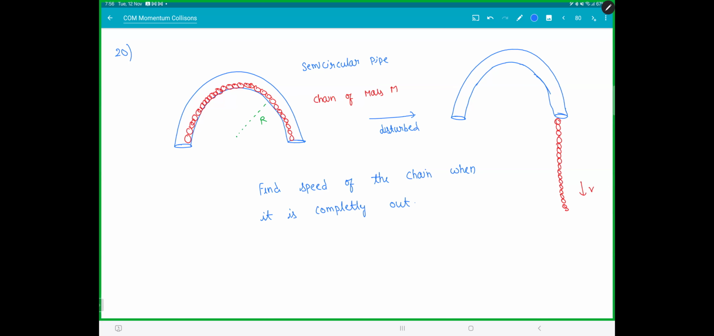It's not tough, but it won't get simplified that easily. The answer is under root g r by 8 plus pi. Okay, fine. Maybe I think you must have simplified it further. Let's see. Try. I'll give you another 30 seconds.